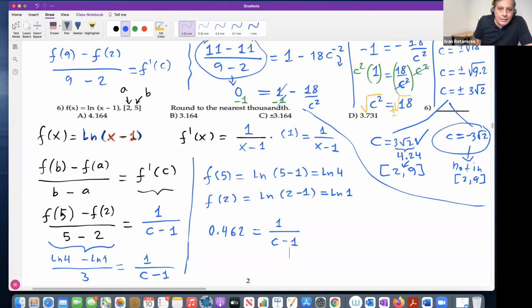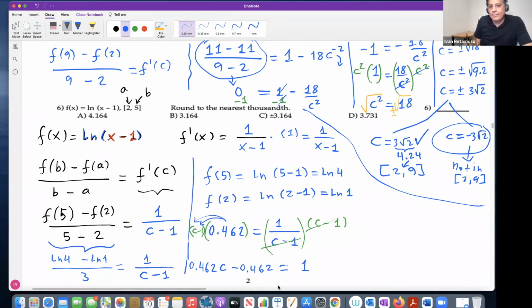Next, what I'm going to do is multiply both sides of this equation, the left side and the right side, by the denominator, c minus 1. Here, this will cancel. This will give me just 1 equal to what? This number multiplied by c is 0.462c, minus this number multiplied by 1, minus 0.462, right? You got it, guys? Carefully, so we don't make mistakes.